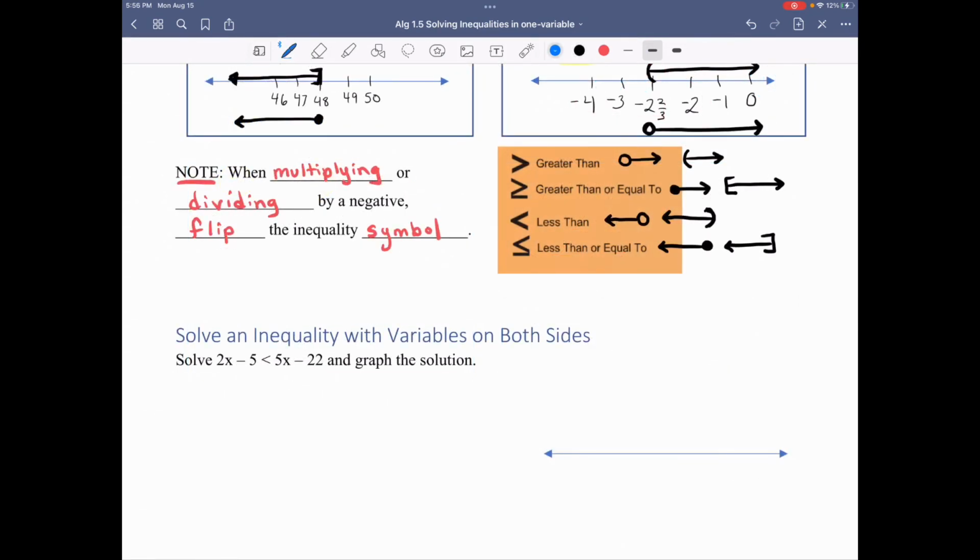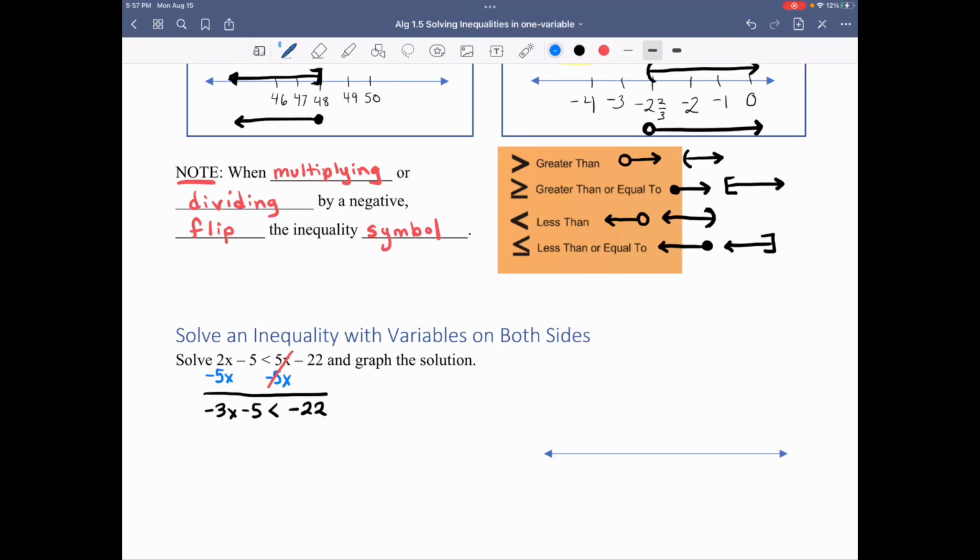This next section deals with variables on both sides of an inequality. So it says to solve 2x minus 5 is less than 5x minus 22. The first thing I want to do is get the variables on one side. So I'm going to subtract the 5x from both sides. That will get this x to just go to the other side. From there, we have 2x minus 5x is negative 3x. Bring down the minus 5, bring down the less than, and bring down the minus 22.